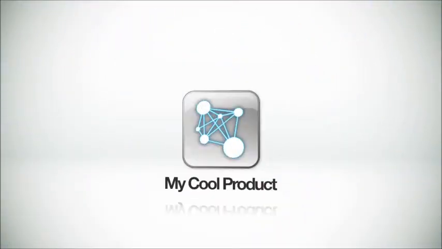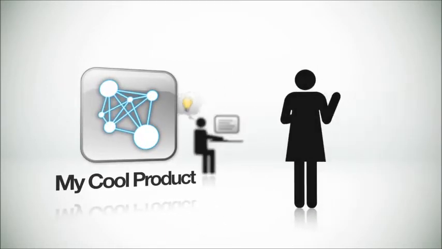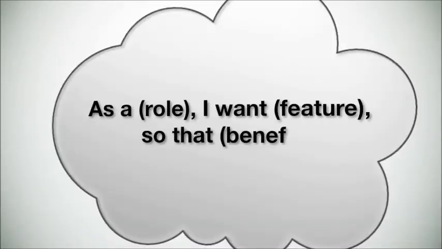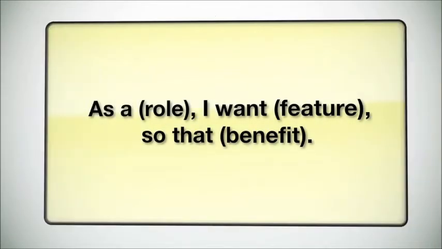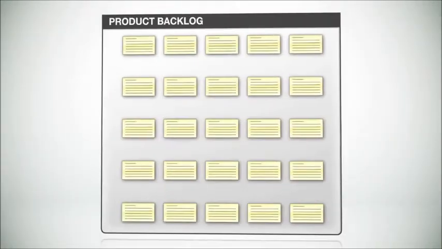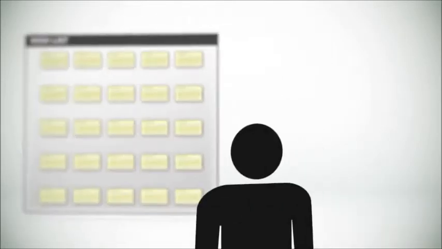Let's say this is the product we want to build. For this product, we get all kinds of feature requests from customers, executives, or even other team members. In Scrum, features are written from the perspective of the end user. Therefore, features are known as user stories. The collection of all these user stories is called the product backlog. Another way to think of the product backlog is as a wish list of all the things that would make this product great.